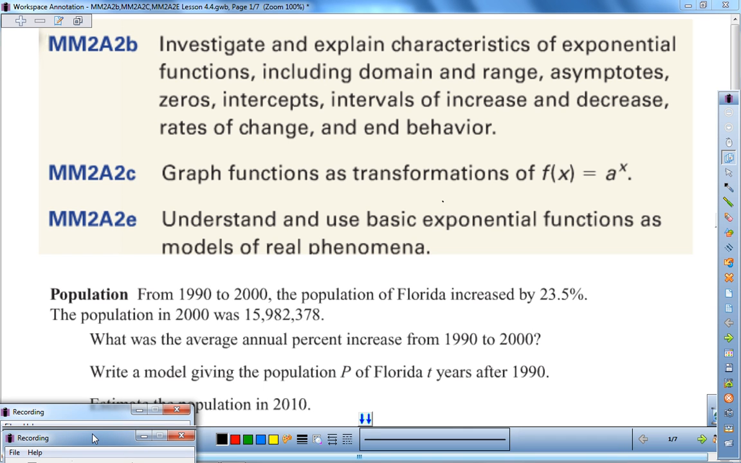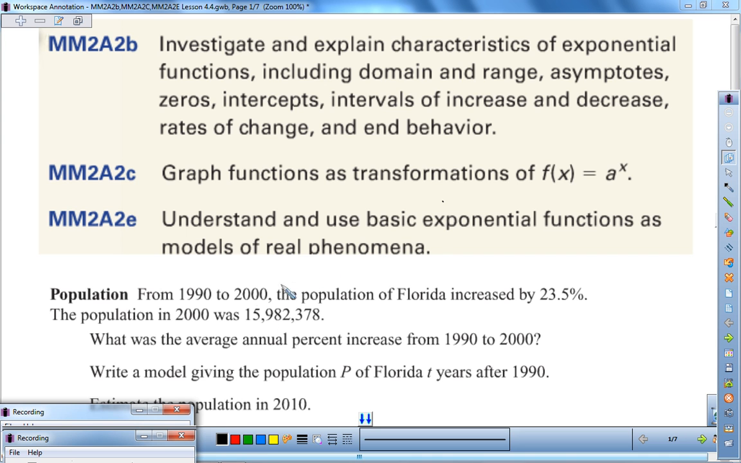All right, here we have our three standards, but more specifically, we're going to look at investigating exponential functions. We're going to look at the domain, the range, asymptotes, zeros, intercepts, interval of increase or decrease, rates of change, and end behavior. Then we're going to graph these functions based off of transformations. So we'll look at what the basic graph looks like and then see what effect the different things we do to it have. And then we're going to understand and use basic exponential functions as models of real-world phenomena.